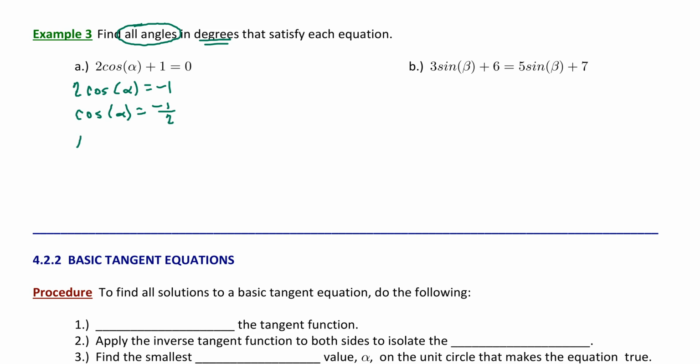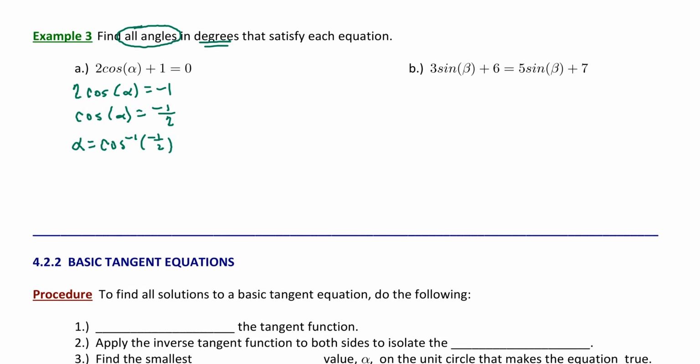So to solve for alpha, we need to evaluate inverse cosine of negative 1/2. We are looking for an angle in degrees where cosine is equal to negative 1/2. Now recall, the range of inverse cosine is from 0 to pi. Just going to make a quick note of that. Range is 0 to pi. So inverse cosine is going to give us an angle either in quadrant 1 or quadrant 2.